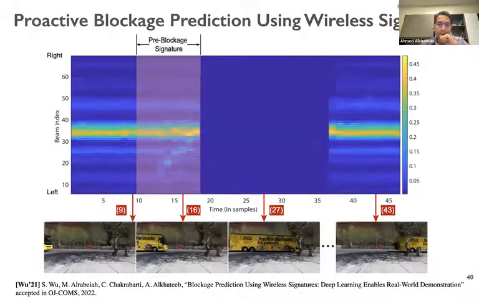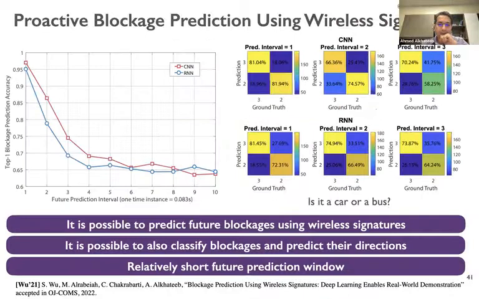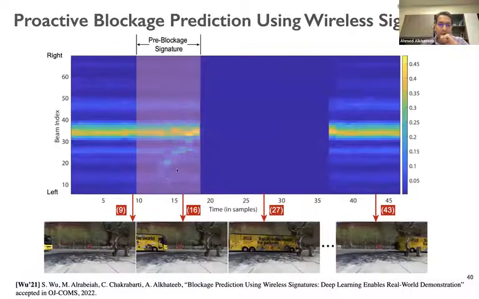So for that, we again collected data, so skip this. But essentially, this just shows an example sequence in this data set where we see this kind of pattern, which is actually a scattering pattern for this approaching bus to this communication link. And it happened just before the blockage.